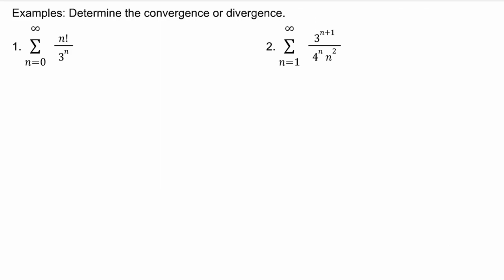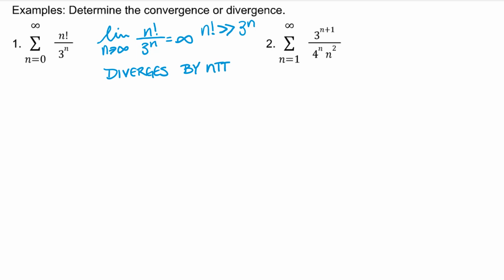Even though this is the lesson on the ratio test, could you think of another test to tell the convergence or the divergence of this series? What about the nth term test? If we take the limit of this expression as n approaches infinity, we actually do know that n factorial grows at a much faster rate than 3 to the n, so this limit will equal infinity. Oh my goodness, that means this series diverges by the nth term test.